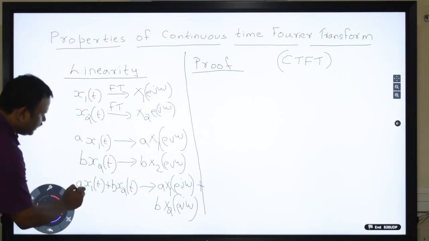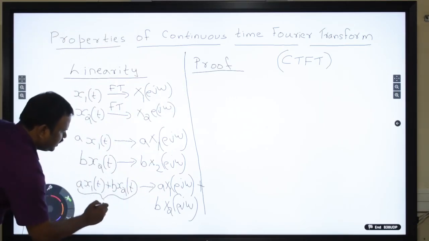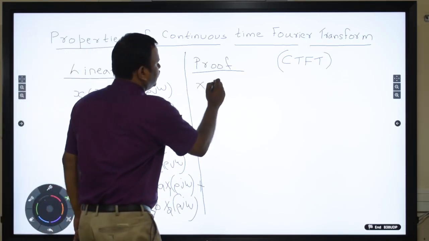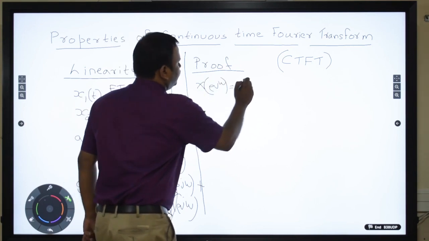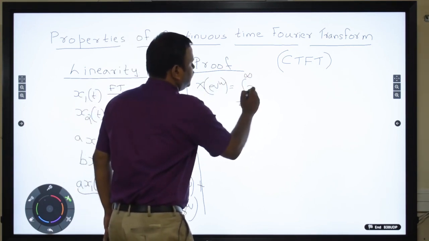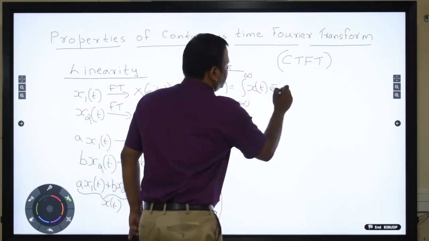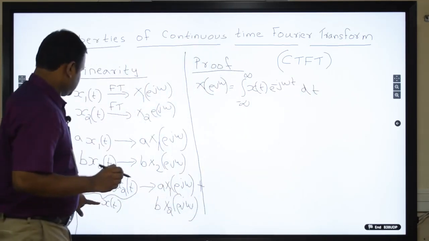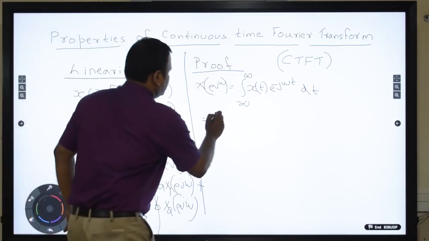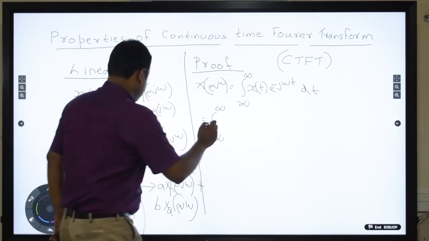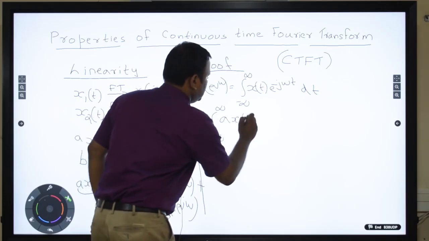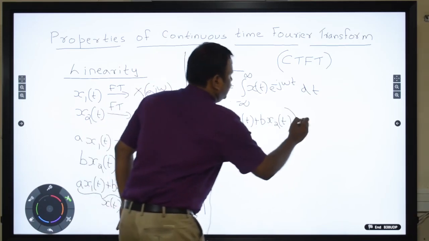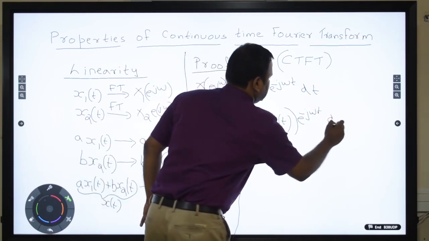Consider a x1 of t plus b x2 of t as x of t, and we know the equation of Fourier transform X of e raised to j omega equal to integral from minus infinity to plus infinity x of t e raised to minus j omega t dt. Substituting for x of t, we get integral from minus infinity to infinity of a x1 of t plus b x2 of t, times e raised to minus j omega t dt.